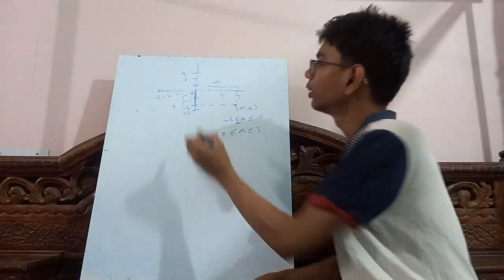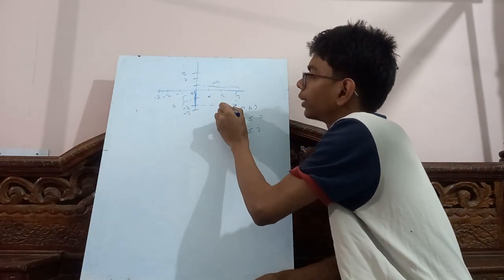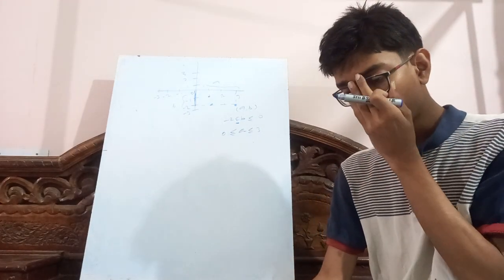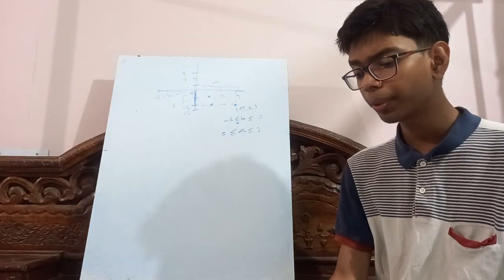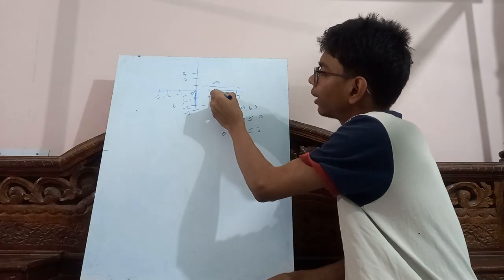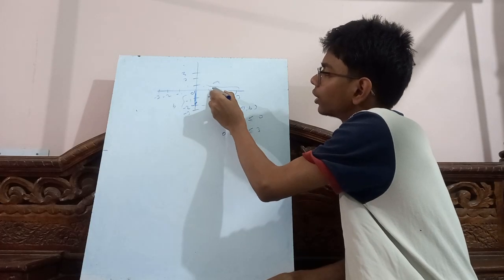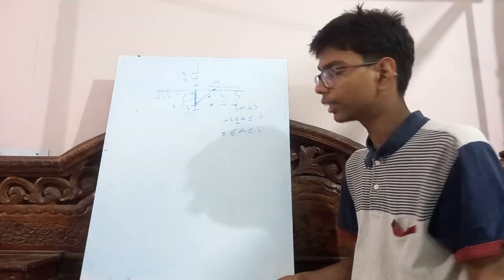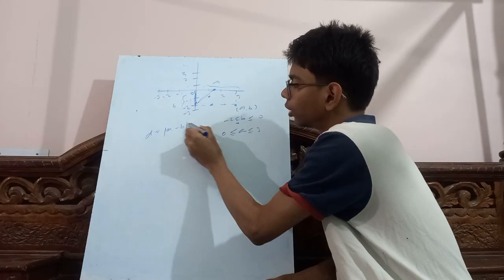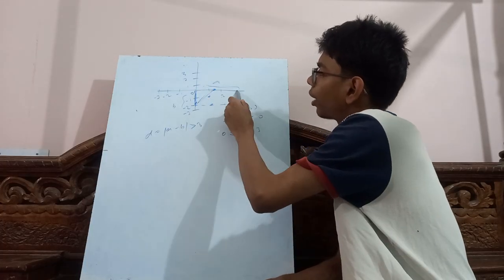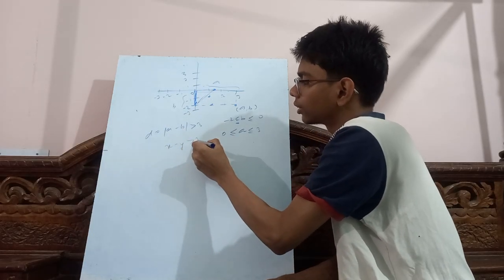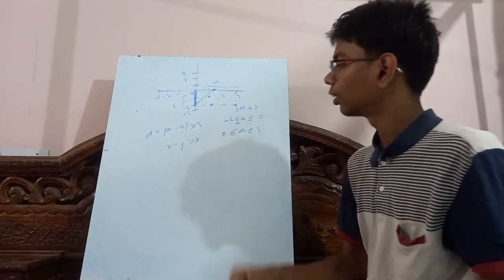So any point can be a point. The question given here is: find the probability that the distance d between a and b is greater than 3. So basically the distance between a and b is greater than 3, or the distance can be simply written as a minus b is greater than 3. Suppose a is x and b is y, so this is x minus y greater than 3.